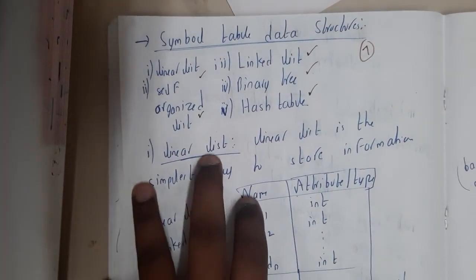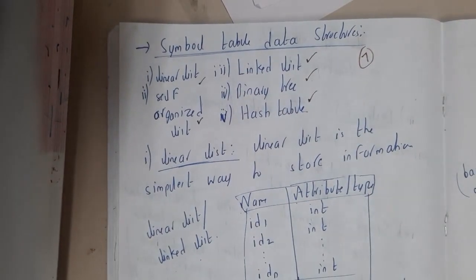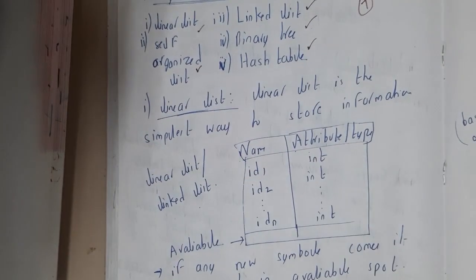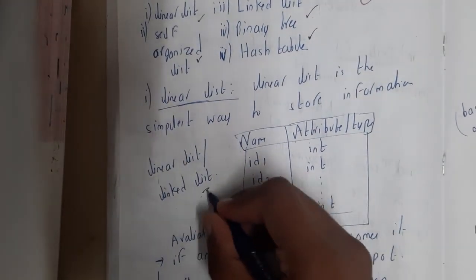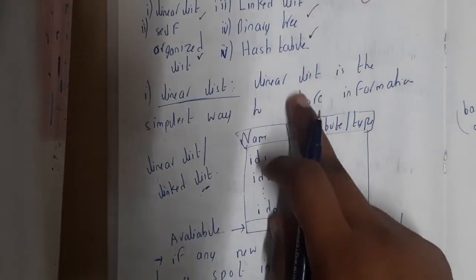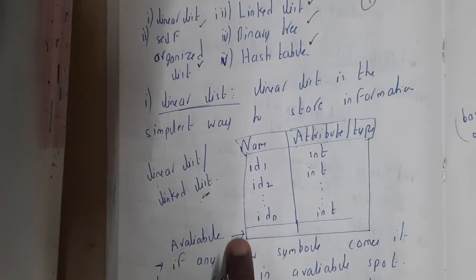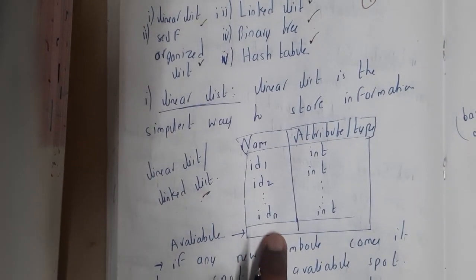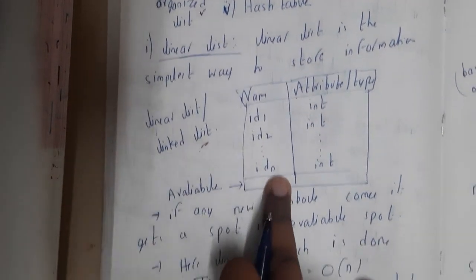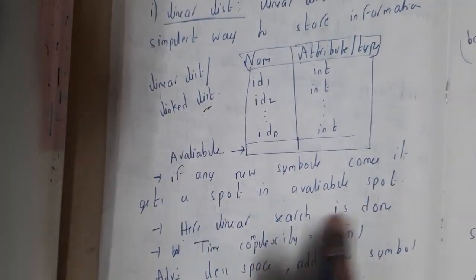From the name itself, you can clearly say that the data is stored in a linear manner, one after the other. Without any differences, it will be arranged one after the other. In simple words, you can say this linear list is nothing but a linked list. It can also be represented as a linked list. It is the simplest way, and a name and attribute will be stored. The available spot is where, when a new id is inserted, it will be inserted here. So if any new symbol comes, it gets a spot in the available spot.